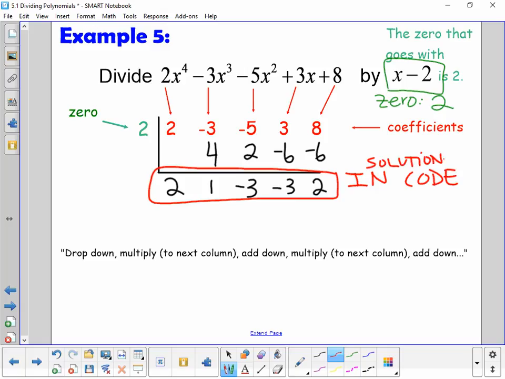So we just need to decode that. So we think about our powers. We started with a degree 4 and we're dividing by a degree 1. So our answer is going to be degree 3. 4 minus 1 is 3. And we just start with that highest power and we decrease down the row. And the last one is the remainder.